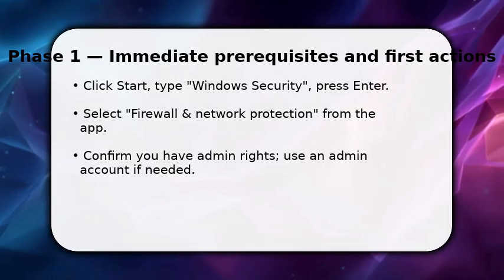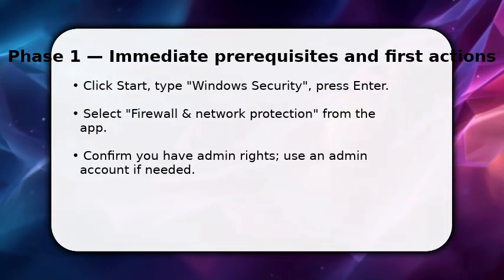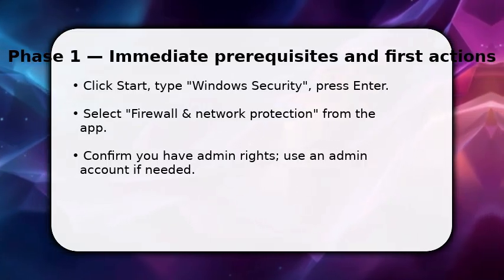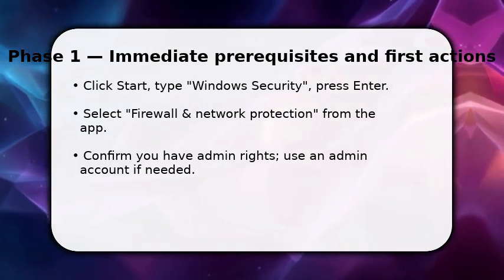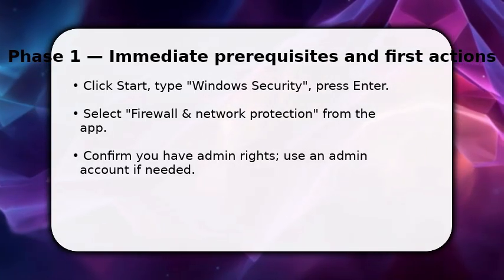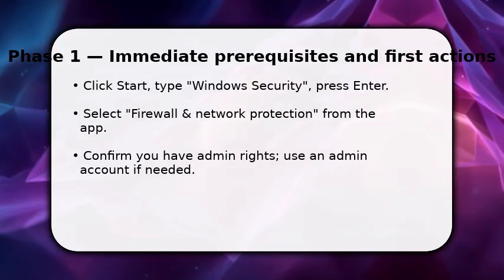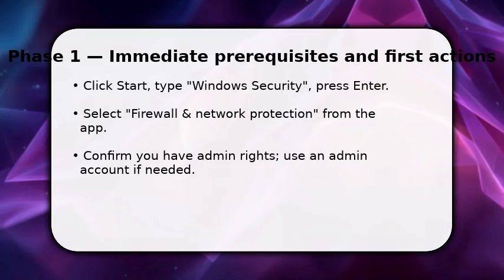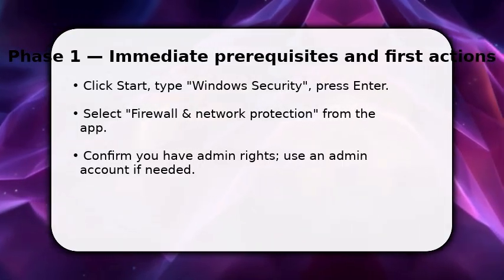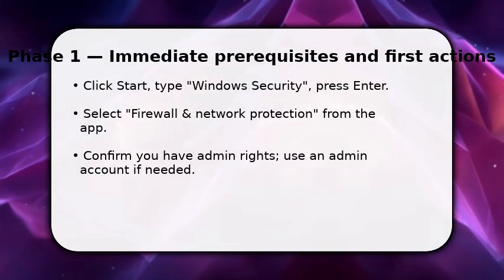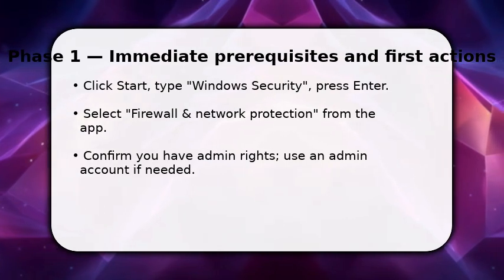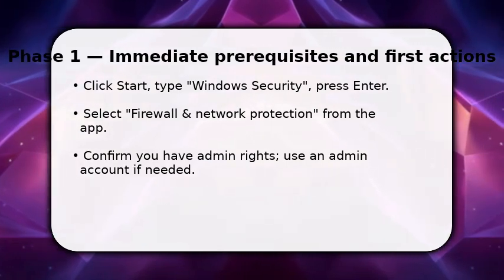You start by opening Windows Security so you can control firewall settings. Click Start, type Windows Security, and press Enter. Once the app opens, choose Firewall and Network Protection to view active network profiles. Make sure you are signed in with an administrator account because changing firewall rules requires elevated privileges. If you're not an admin, switch accounts or request access now. This initial step places you directly where Windows manages inbound and outbound protection, so you can proceed without delay.